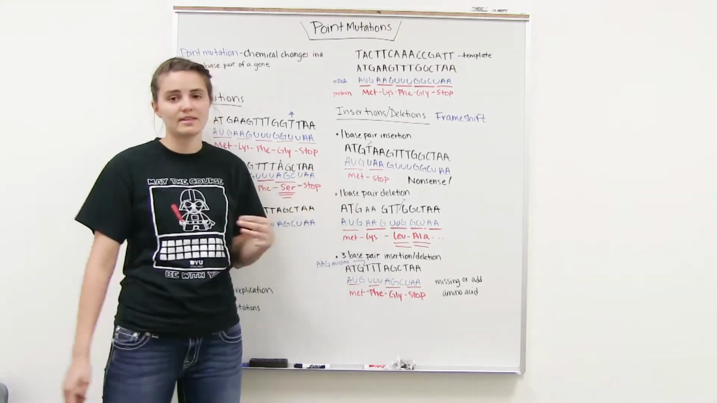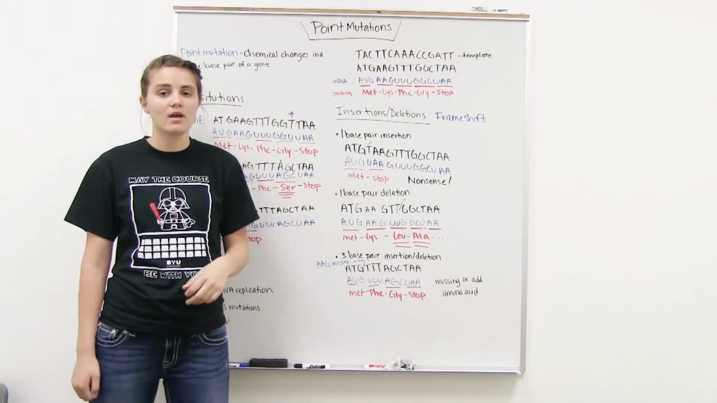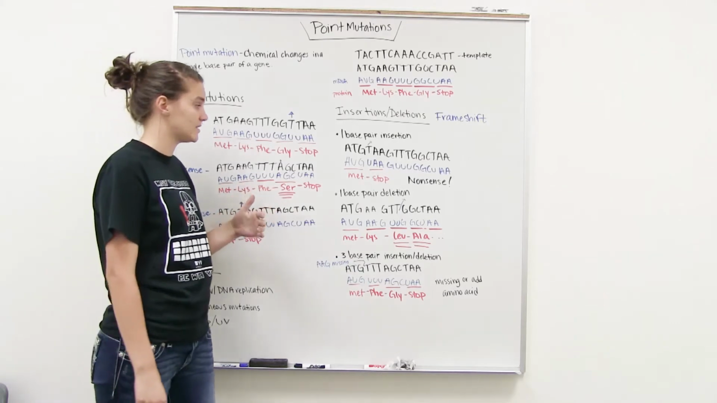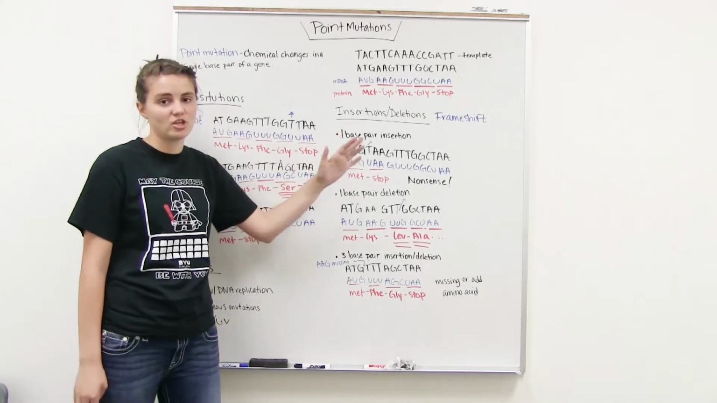So whenever you get a problem like this, really work it out, write out the mRNA, then follow the codons and the anti-codons to figure out what amino acids we will be producing, and see how that changes from the original.